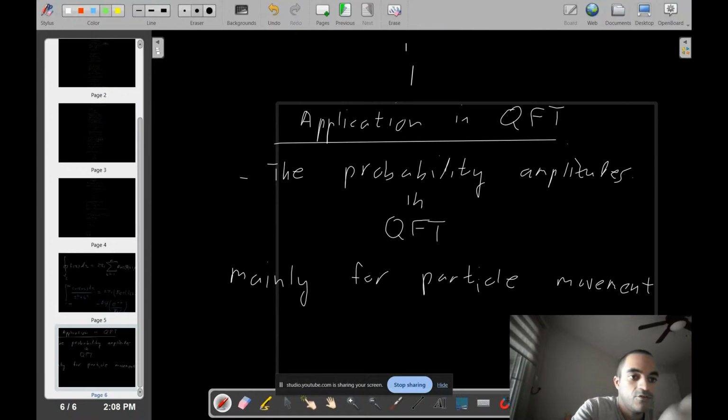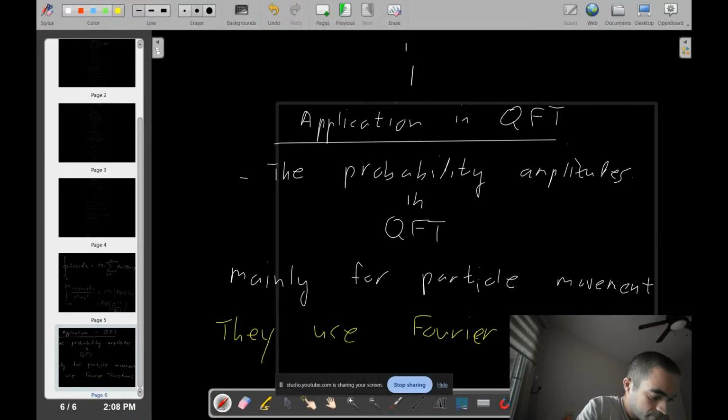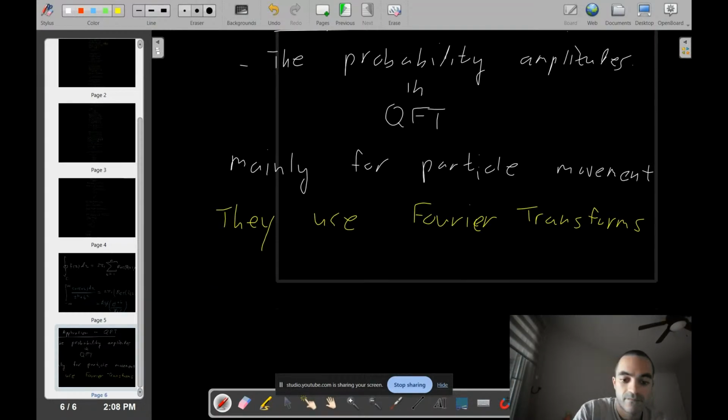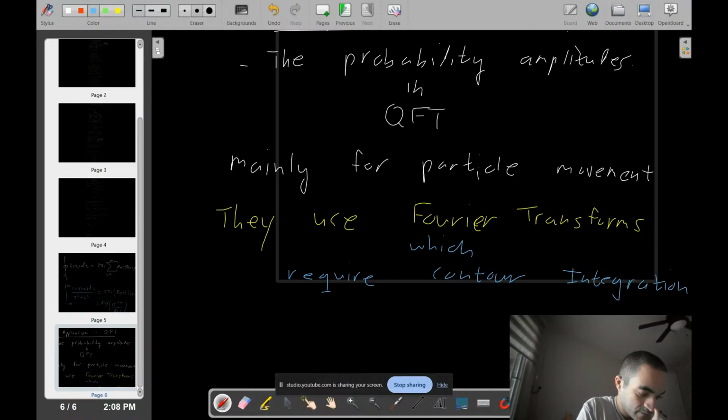And they use Fourier transforms, right? Fourier transforms, which require contour integration. Okay, so an example of that would be something like this.